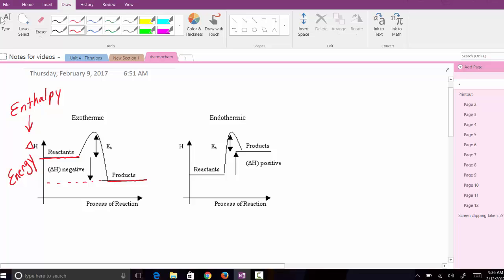Now, all of these energy diagrams have a little bit of a hill in them. And what that represents is something we call activation energy. Okay, and we use an E sub A for that. And activation energy is the energy that's required to get a reaction started.